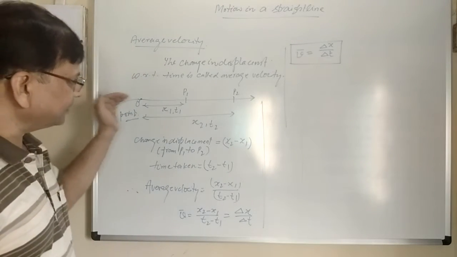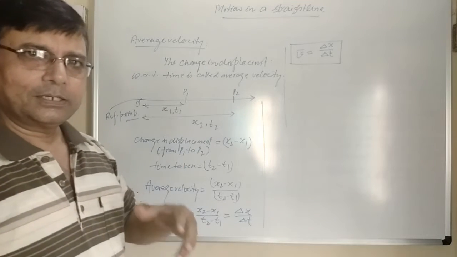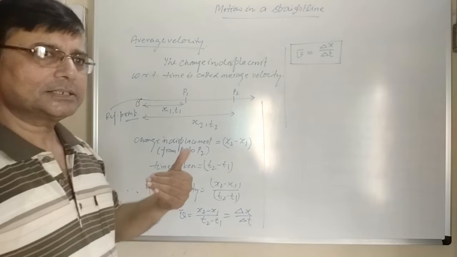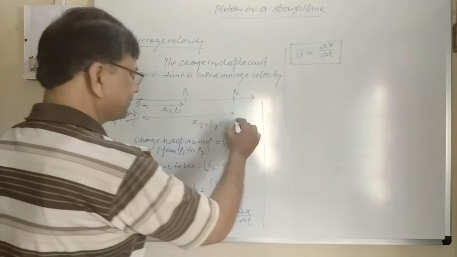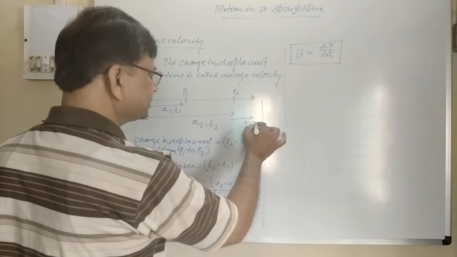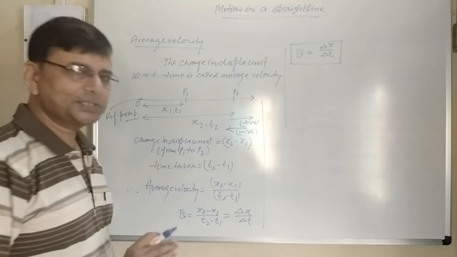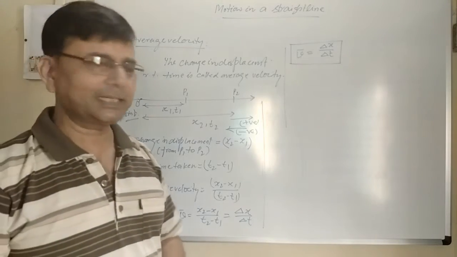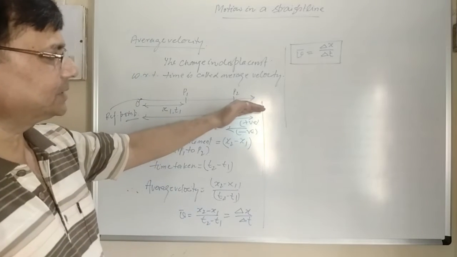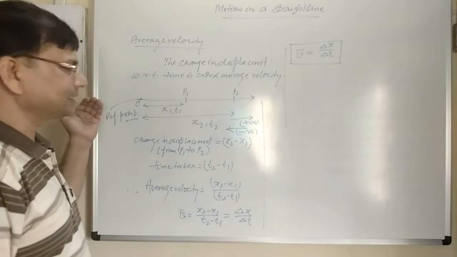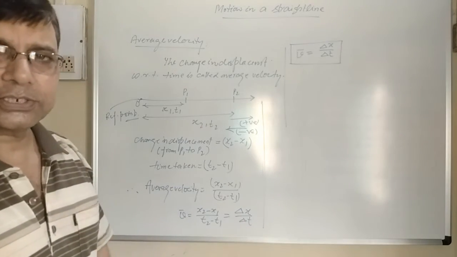In the case of linear motion along a straight line, direction can simply be specified by plus or minus. Suppose it is moving in this direction, then it is called positive. In the reverse direction, it is negative. The reason is that it is along a straight line. So if you select this direction as positive, the reverse direction will be negative. So this is the velocity we have found.